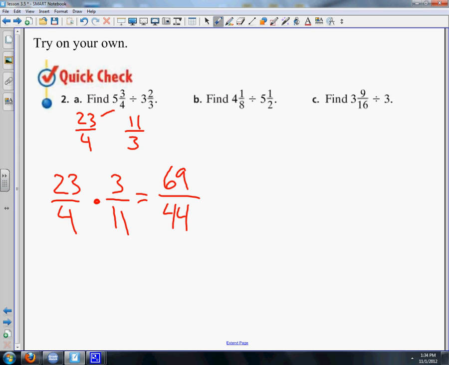I'm going to go ahead and reduce it to a mixed number. So 44 goes into 69 one time. There's going to be 15 left over. 15 over 44. There's our mixed number answer.